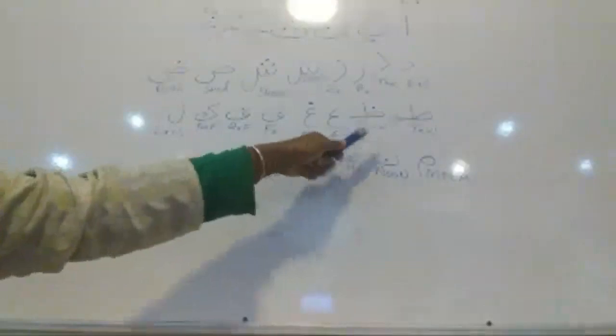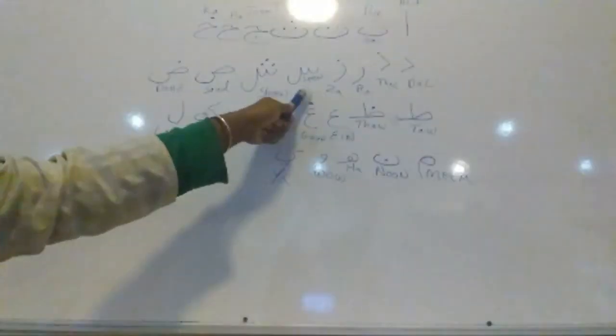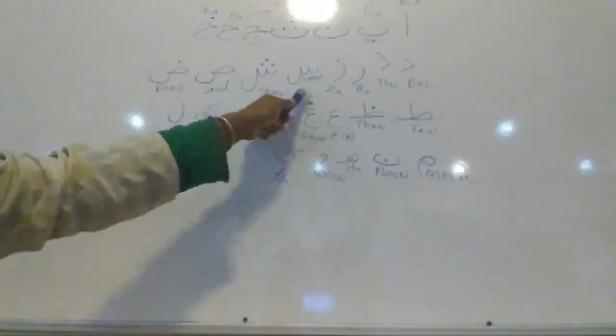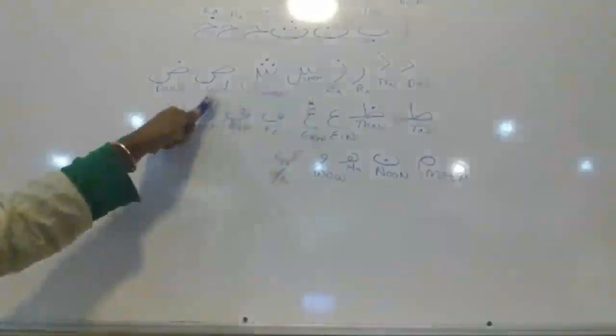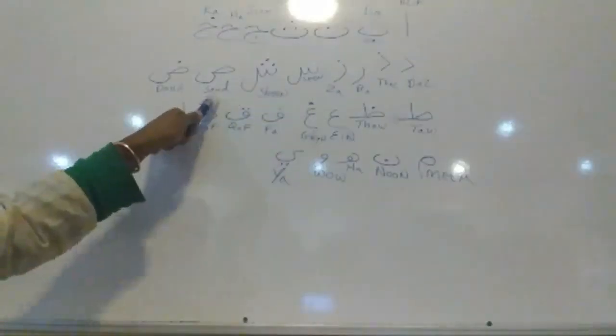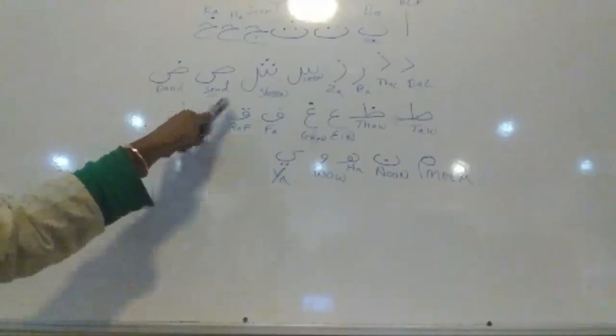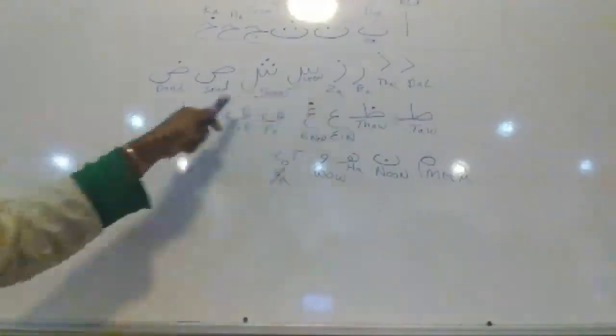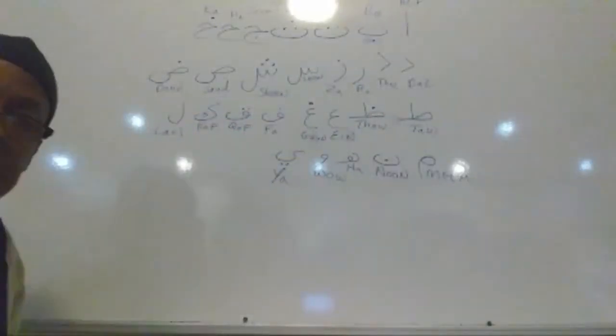Then you have two S sounds. Seen is dental, the tongue on the teeth, seen, and sawed. They both make the S sound. Seen and sawed. Some of the letters are dental and some are made guttural in the throat.